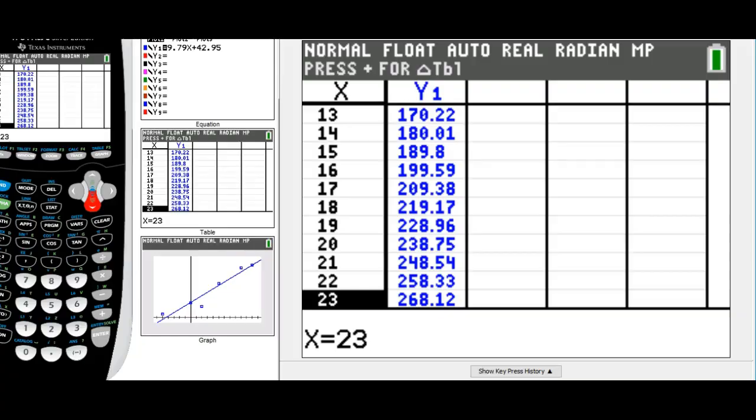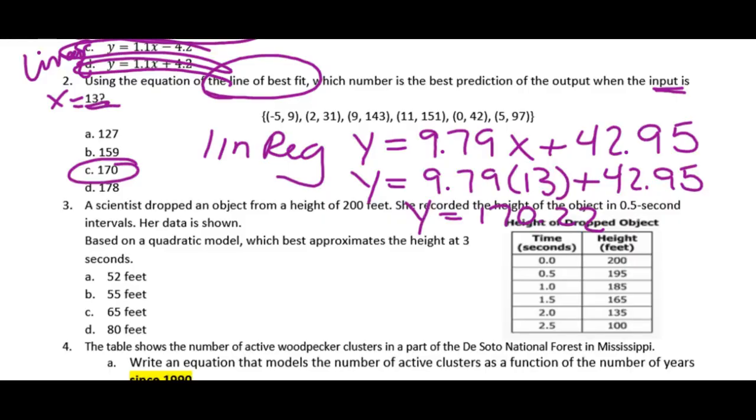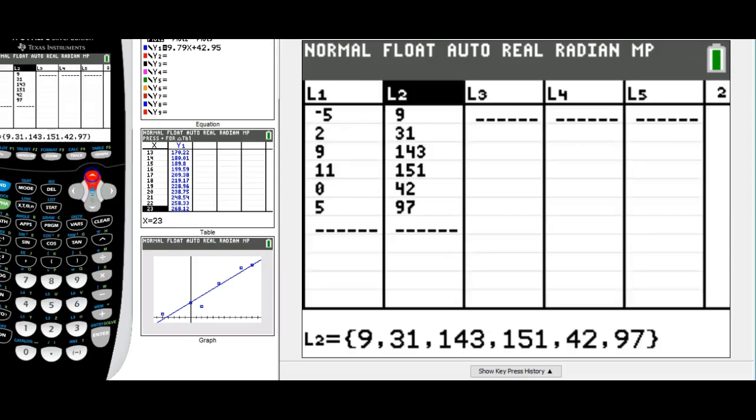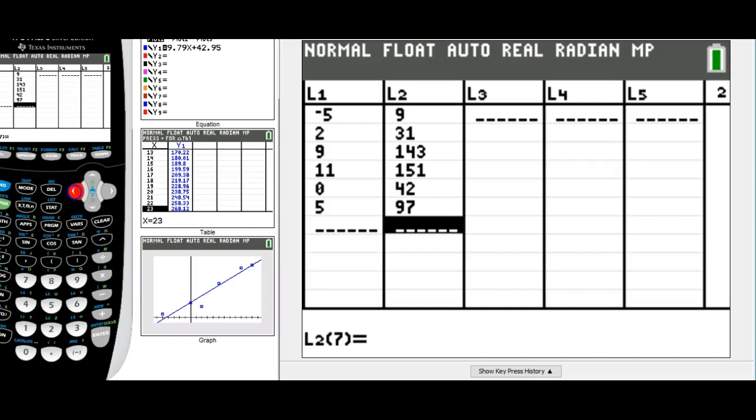All right, let's take a look at the next example, number 3. It says, scientists dropped an object from a height of 200 feet. She recorded the height of the object in 0.5-second intervals. Oh, nice hint there, quadratic. So we know we're doing quadratic regression, so that helps us. We don't really have to look at the graph. So let's go to our calculator again, hit stat, pick number 1, clear our list out. Once you do this so many times, it becomes second nature.